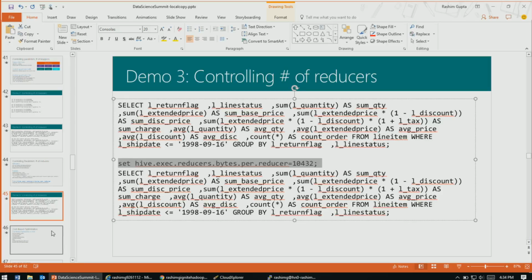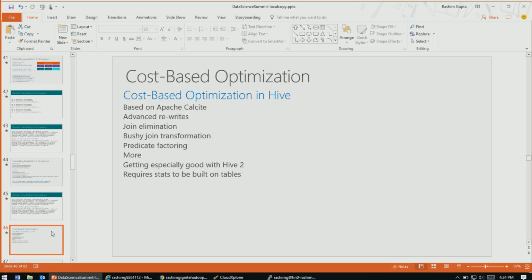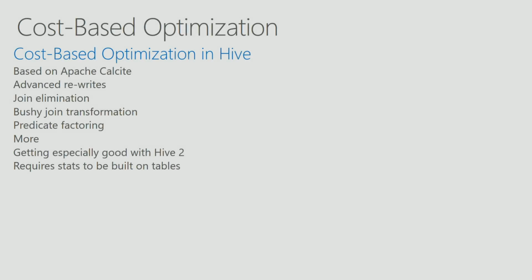OK, so let's move on. The next one, I don't have a demo, but it's just something that you should use. It's very simple. You should just have it on. Hive 13 came with this new feature. Hive 13 is Hive 0.13. It came with this new feature called cost-based optimization.